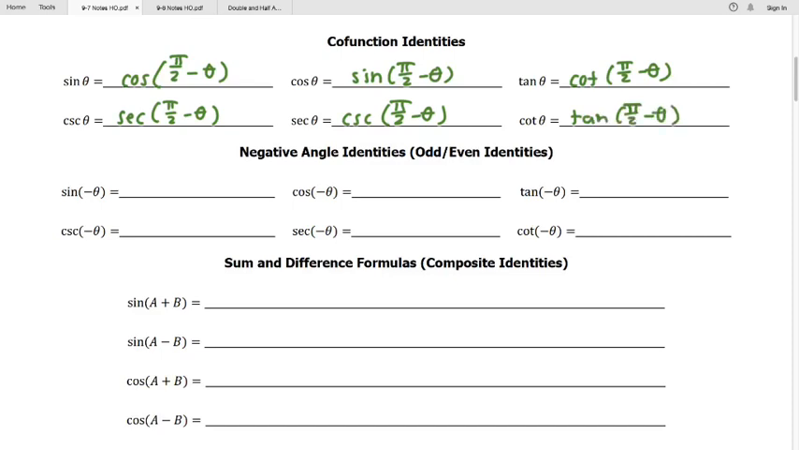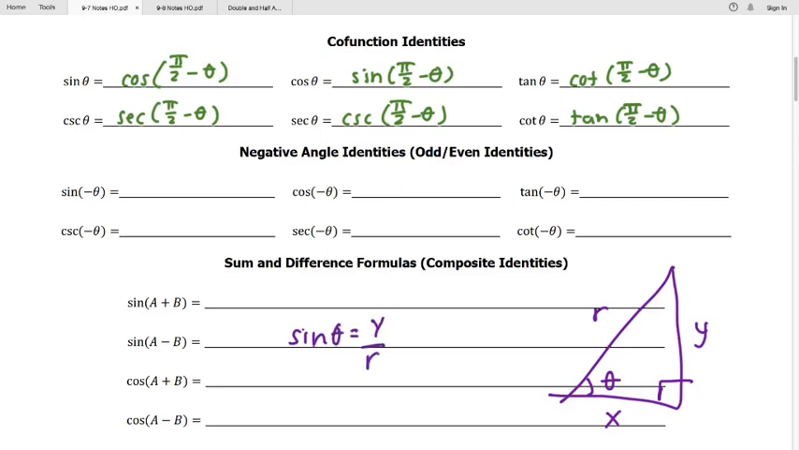Now, just really quickly to give you an idea of where these cofunction identities come from. It's not something you necessarily have to know if you can remember the cofunction identities, but let me just draw a triangle. That is a right triangle. It is super messy, and let's call that angle theta here. Now, let's say I'll call this y, x, and r. The sine of theta is equal to y over r.